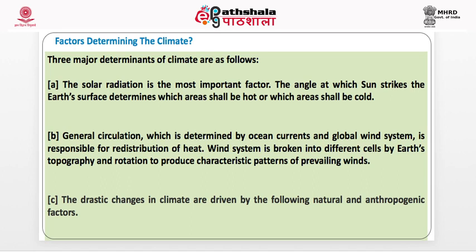Another point is general circulation, which is determined by the ocean currents and the global wind system, and is responsible for the distribution of heat. The wind system is broken into different cells by Earth's topography and rotation to produce characteristic patterns of prevailing winds. The drastic changes in the climate are driven by the following natural and anthropogenic factors.